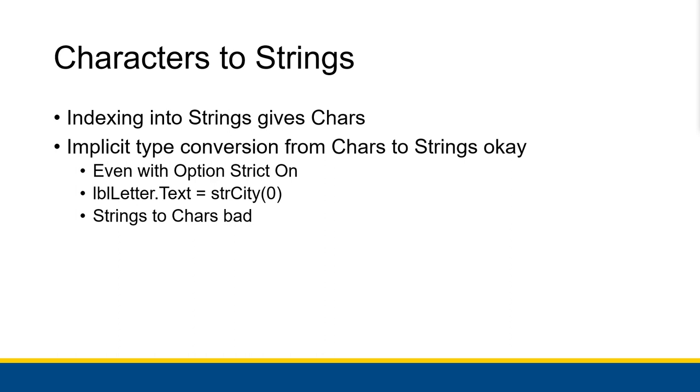And it works even when Option Strict On is typed at the beginning of your program, and it always should be typed at the beginning of your program. So, for example, I could put in a label, let's say label letter dot text equals string city at index 0. I'm assigning the first character of string city, which is a char, to label letter dot text, which expects a string. And Visual Basic converts that character to a string and stores it in this text field.